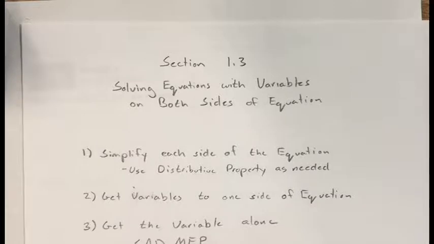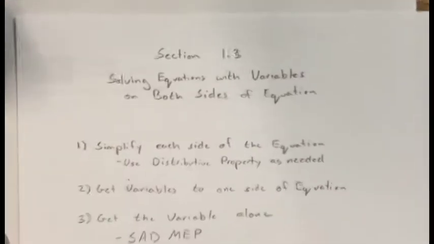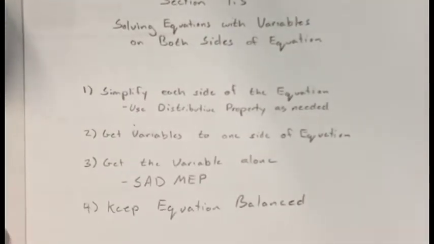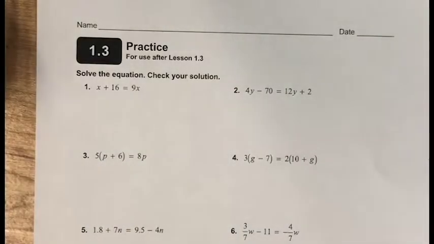All right, two, we get the variables to one side of the equation. So that's a new thing that we're going to be talking about today. Three, get the variable alone. Use SAD MEP. And then four, always keep the equation balanced, okay? Whatever you do to one side, you must do the other. So let's just go right straight into it.